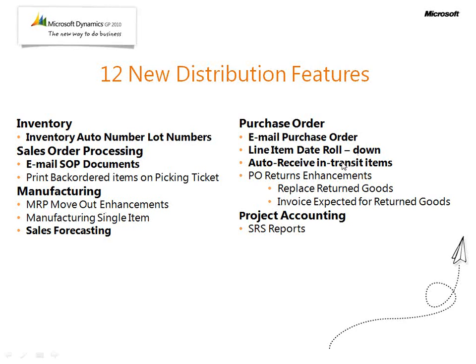In terms of purchase orders, roll down is one of the best features, line item date roll down. I know that's a pain in the neck for many of you. Some of you have had us make enhancements to the software to facilitate that. But if we do have a delay in shipment and we have a 50-line purchase order, we certainly don't want to be handling that one at a time. The ability to auto-receive in transit for the importers, that is a big relief.